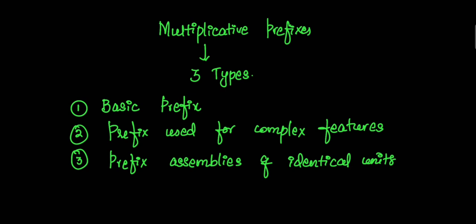There is another type of prefix which is used for assemblies of identical units. Suppose I have one pyridine, simply I call it pyridine, but if 2 pyridines are assembled or joined, then what type of prefix do I have to use? We call it bipyridine. So bi is used, right? So where should I use the basic prefix, what type of prefix for complex features, and what type for assemblies of identical units? Let us study.